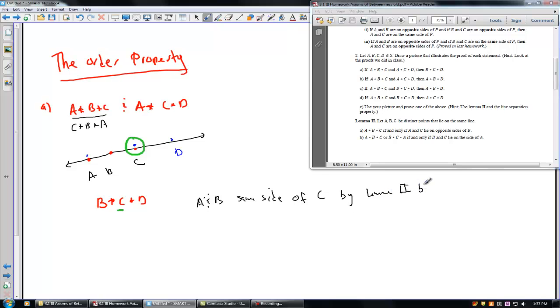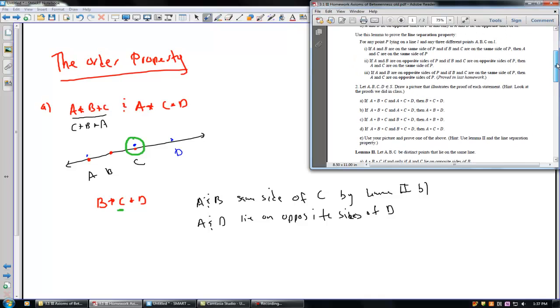And that's part B. And then I also notice here these blue dots tell me that A and D lie on opposite sides of C. Again, that comes from lemma 2, part 1: A, B, C if and only if A and C lie on opposite sides of B. So I know also A and D lie on opposite sides of C. And I'm basically done right here.